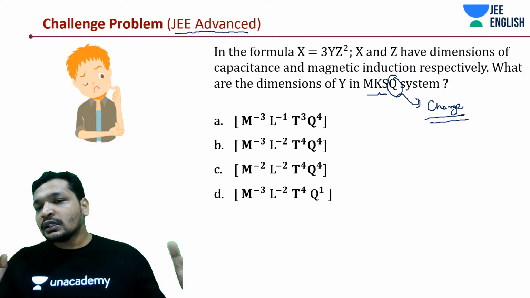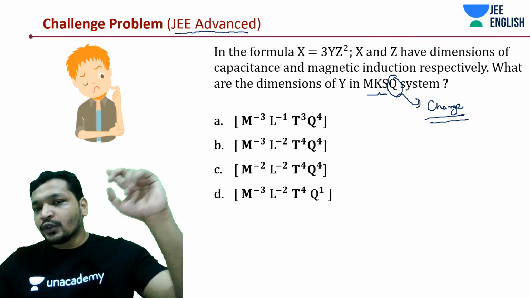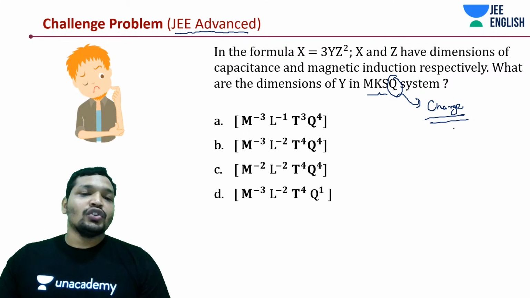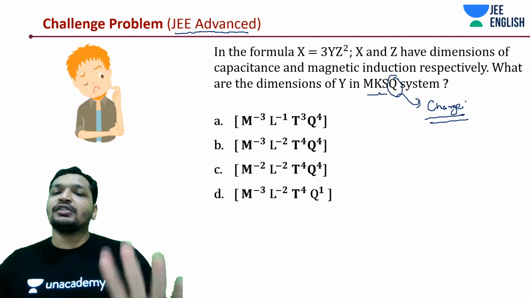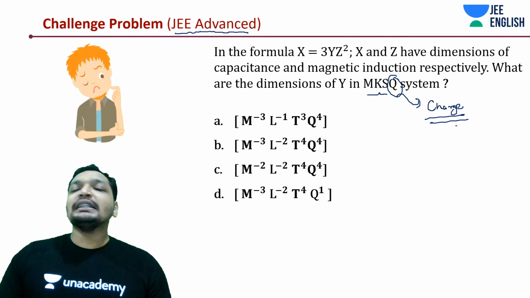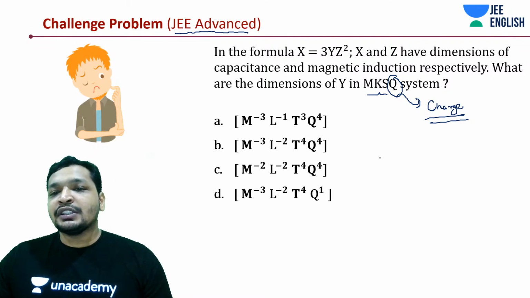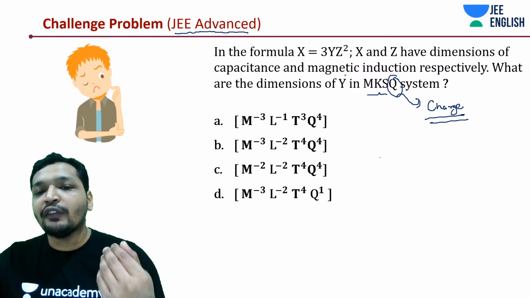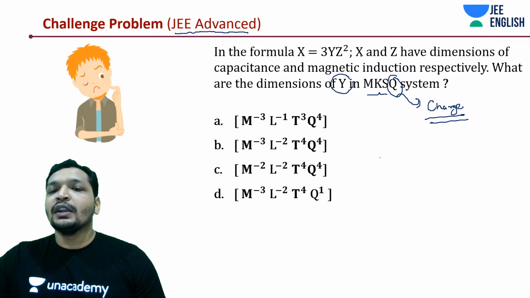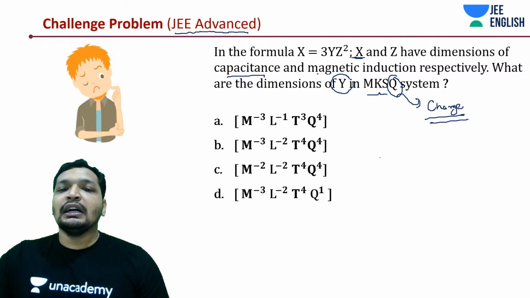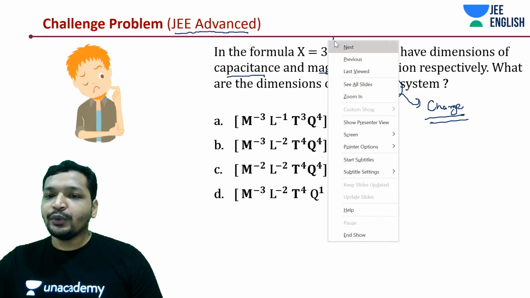Q is actually charge. If you remember, we used to do it in current. Current is the fundamental unit. Charge is not the fundamental unit, but they have asked you to express magnetic induction and capacitance in dimensions of MKS, Q, and then actually what you have to find out is dimensions of Y. Okay, X is capacitance and Z is magnetic induction.